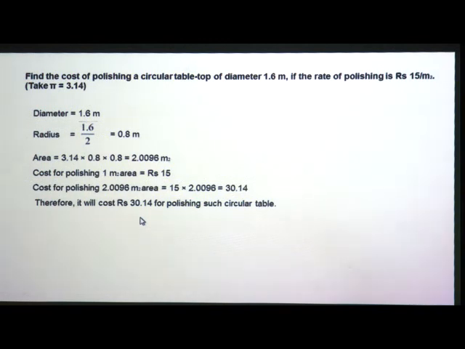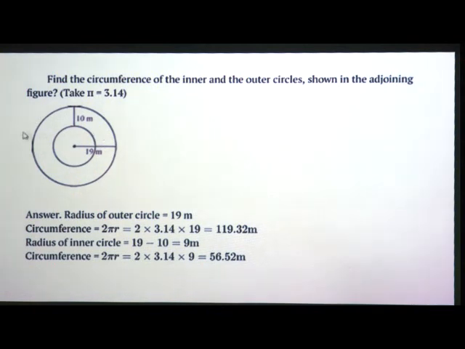So, in this way we can find the amount to polish a circular tabletop of diameter 1.6 meter. Now, find the circumference. Now, you know the term circumference. Yes, it is nothing but a perimeter, but we do not use the word perimeter for a circular figure. So, we have to imagine that circumference is nothing but a perimeter.